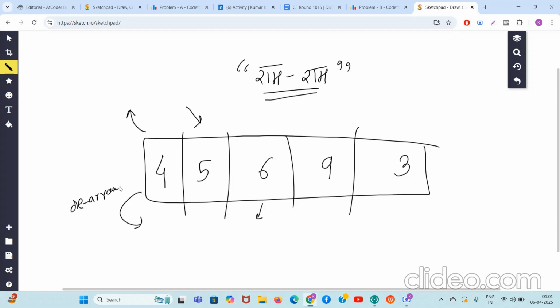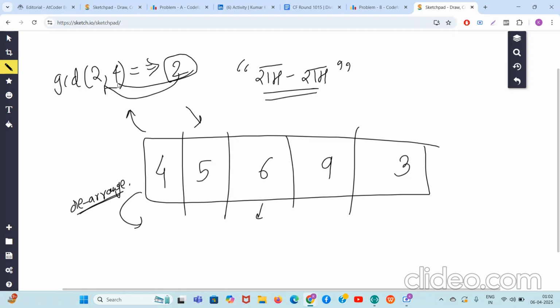GCD is the biggest number which divides all the numbers in that set. Like what is the GCD of 2 comma 4? Which is a number which can divide 2 as well as 4? 2 is the only number which can divide 2 as well as 4. So GCD is the biggest number which can divide all the numbers asked for.